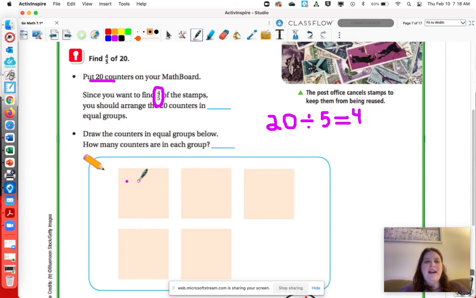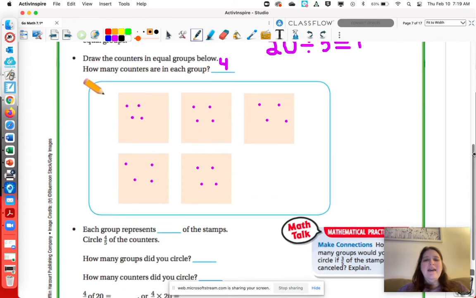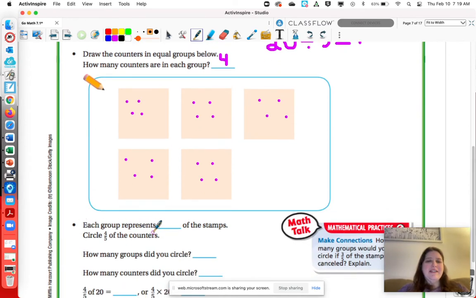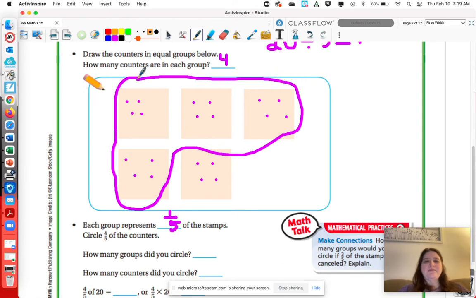So just draw in 4 dots in each group: 1, 2, 3, 4. When you do that, you can see there are 4 in each group, and this would be 5 groups. Then because we need 4/5, every group represents 1/5 of the group. And so we need to circle 4 of those groups that we're going to count. So we circled 4 groups.